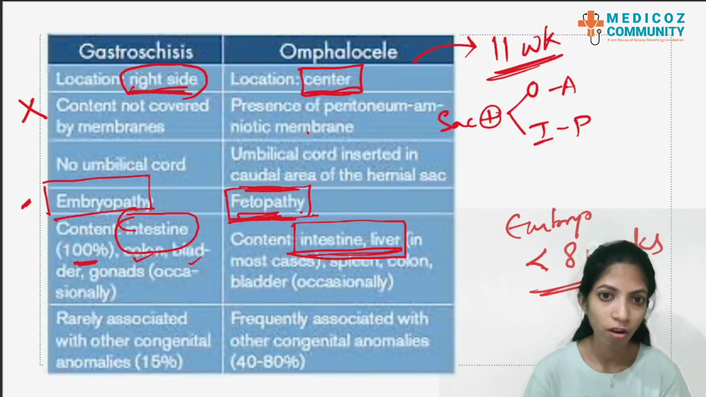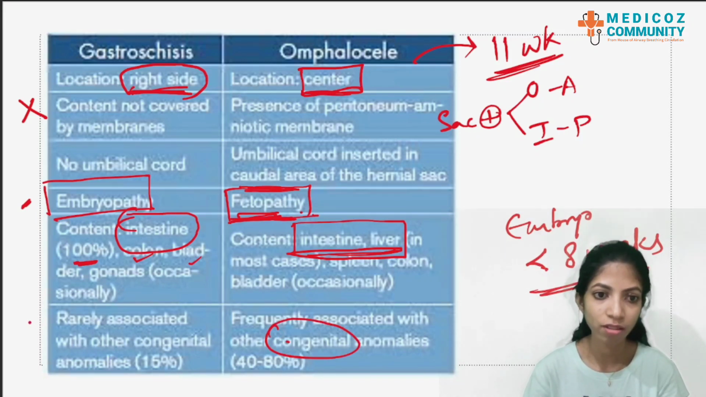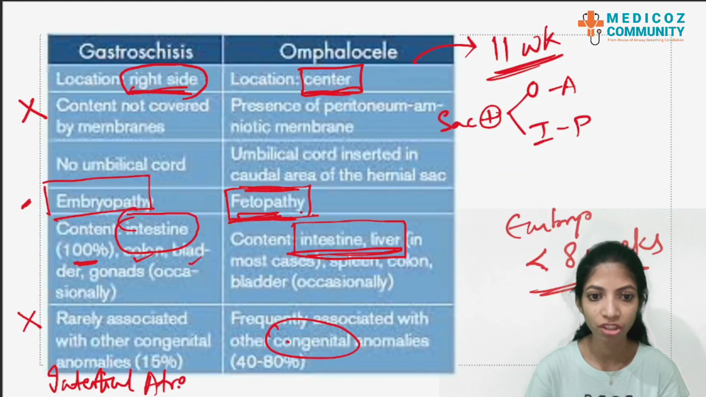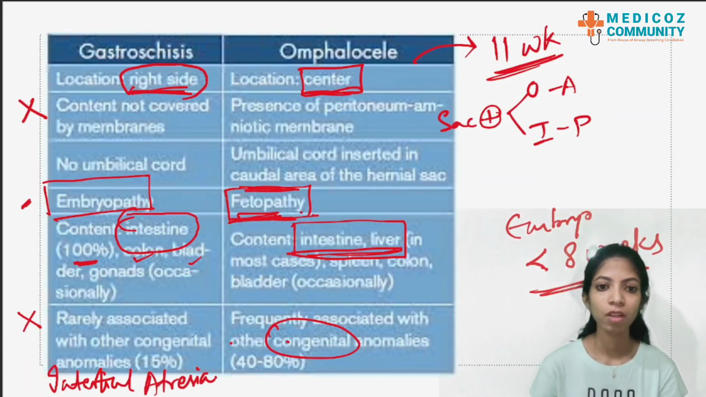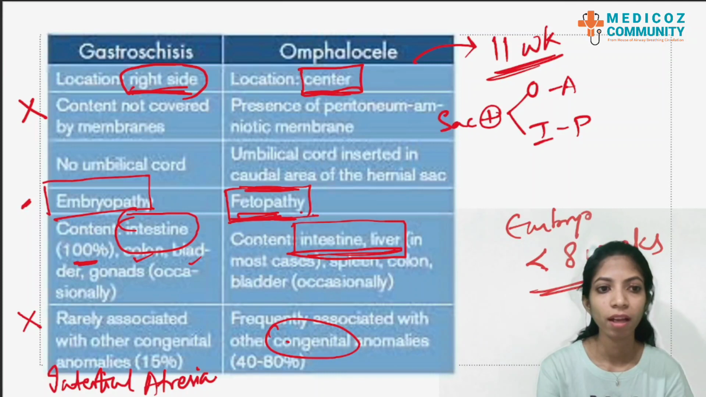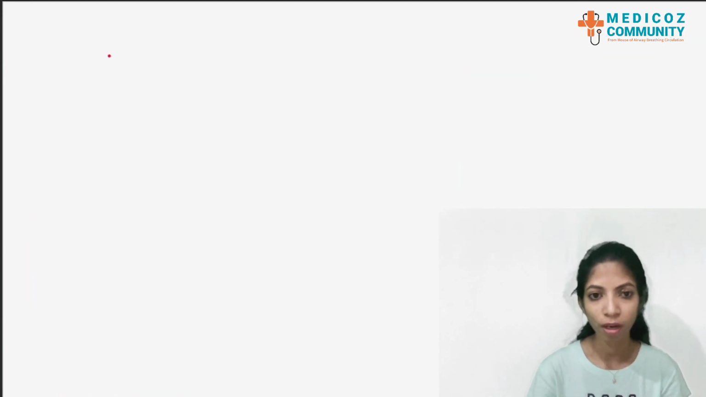And what did we speak? Omphalocele is associated with congenital anomalies, whereas gastroschisis is usually not associated. But if associated, it might present with what? Intestinal atresia. So that is one point. And there is one more point.